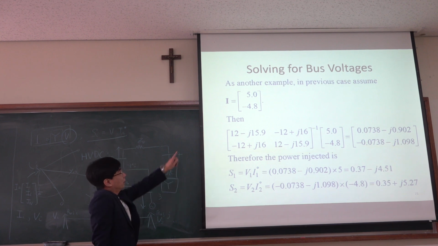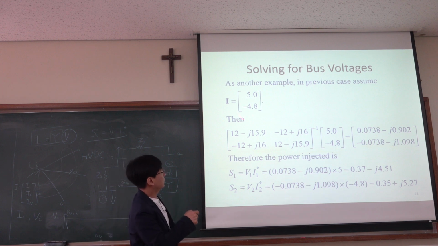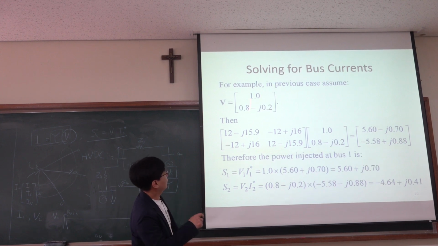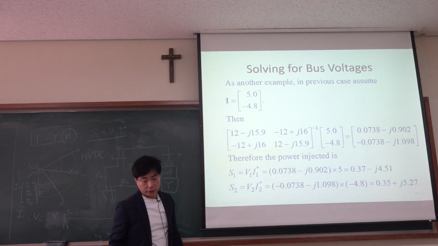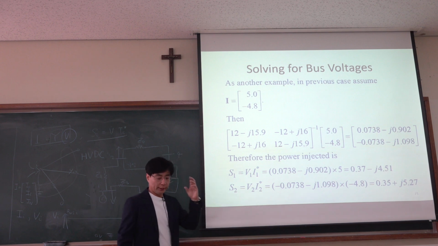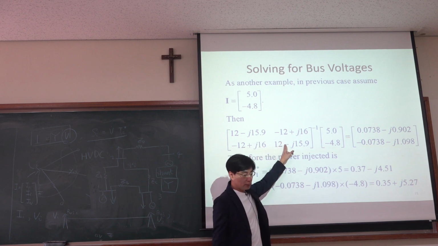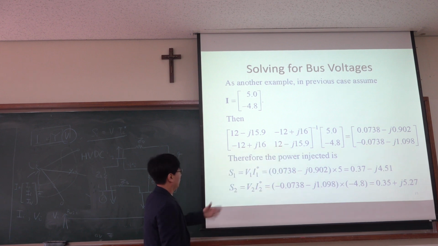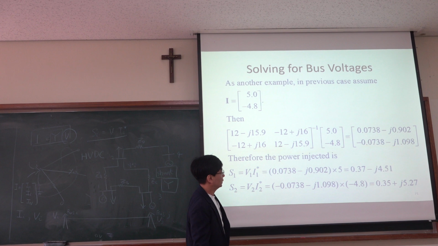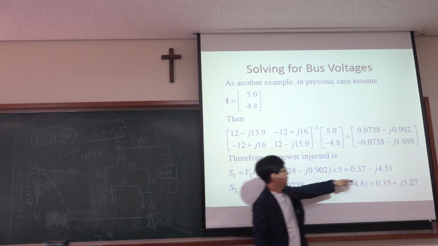Another example is where we assume that the current injection is given. Here the voltage is given, but here the current injection is given. Then you can also compute the complex voltage at each node using the inverse of the bus admittance matrix. Again, you can compute the complex power at each node. Okay, different examples, so different power injection.